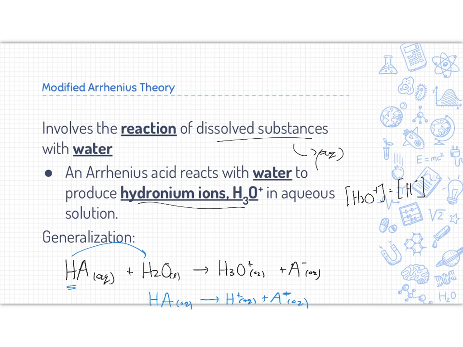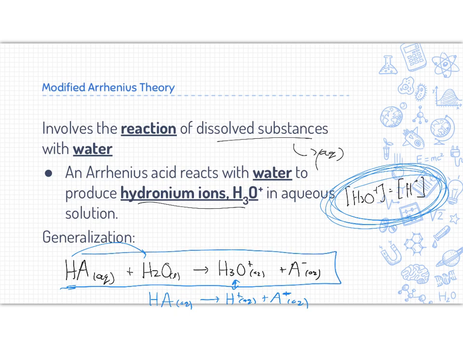So we get 1-to-1 ratio, or the same number of H3Os to H, and that's why we could generalize like this for our pH. However, the better representation of what an acid does in water is Arrhenius's modified theory. So we won't really use this idea anymore. It's again a generalization of what's happening in water.